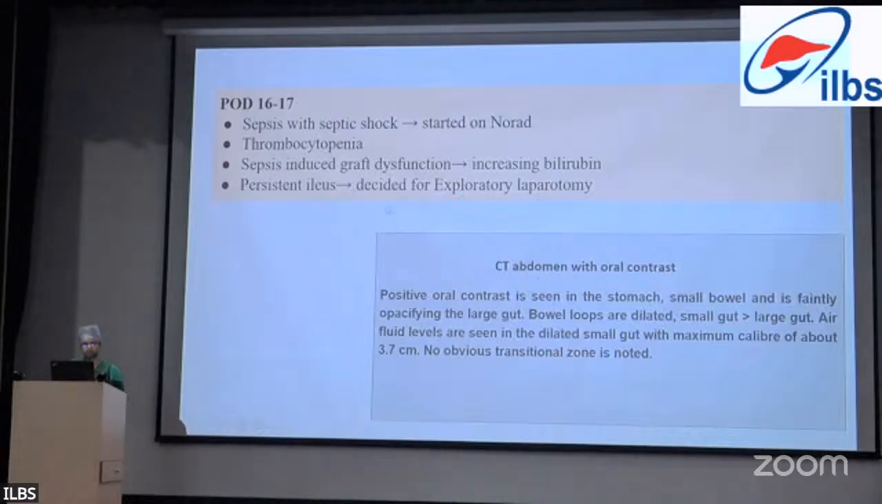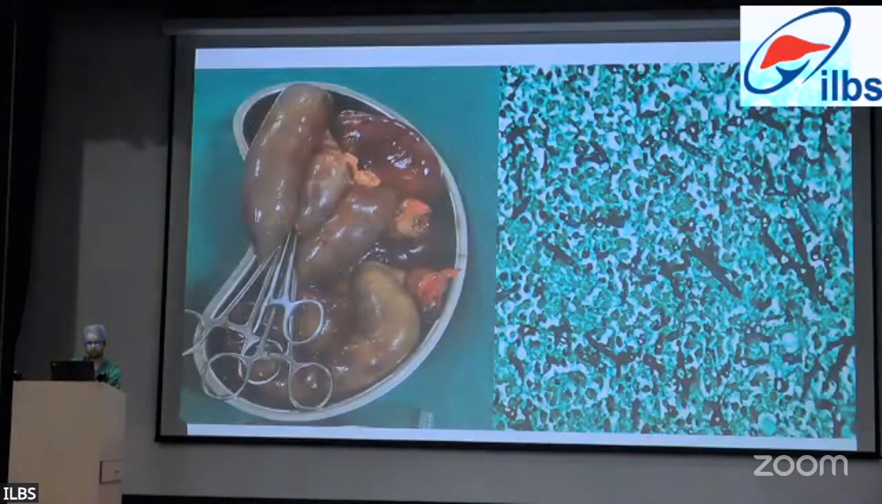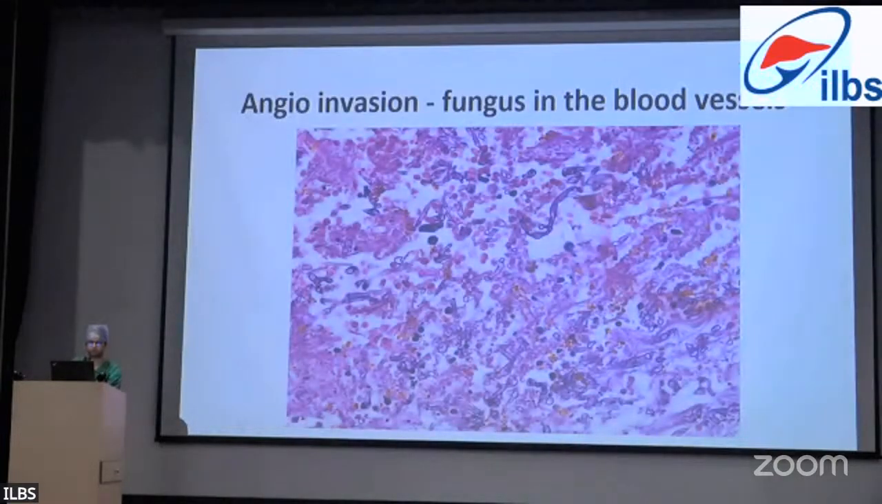We decided to do an exploratory laparotomy. On exploratory laparotomy, a gangrenous distal ileum segment was there, around 80 centimeters, which extended to the ICJ. And there were ischemic changes in the terminal ileum and ileal mesentery. So this was the bowel we found intraoperatively, and on pathology it showed fungal invasion, which was found to be mucor, and the fungus was angio-invasive into the blood vessels.